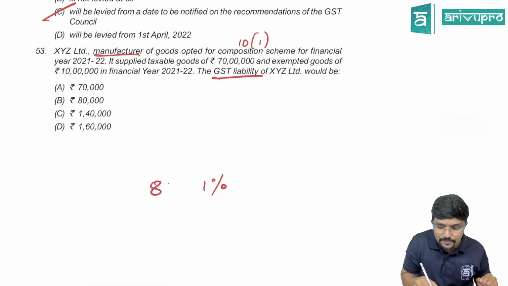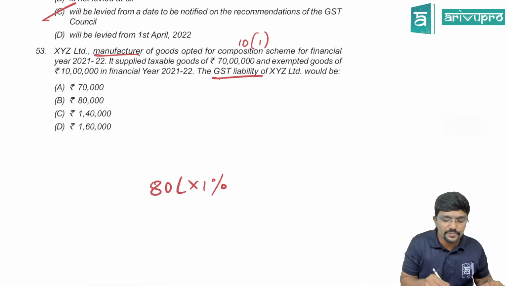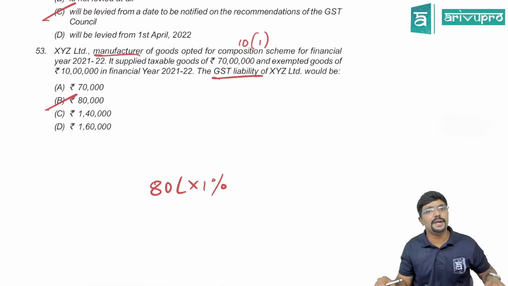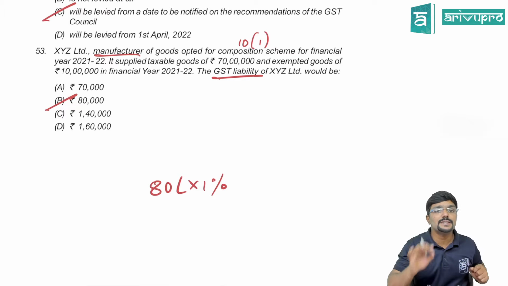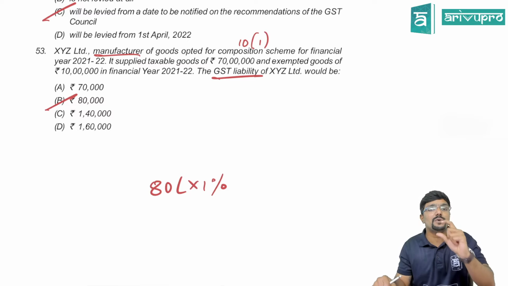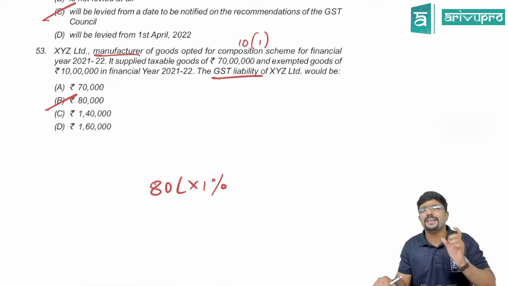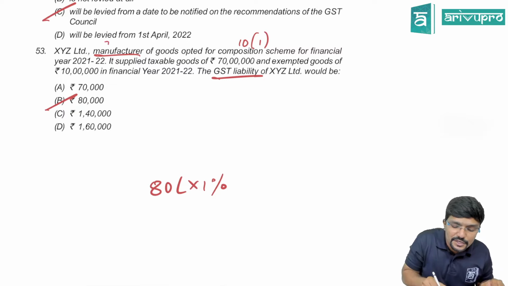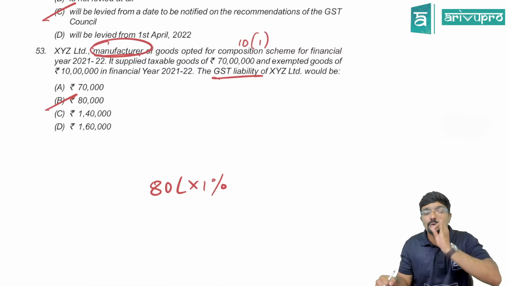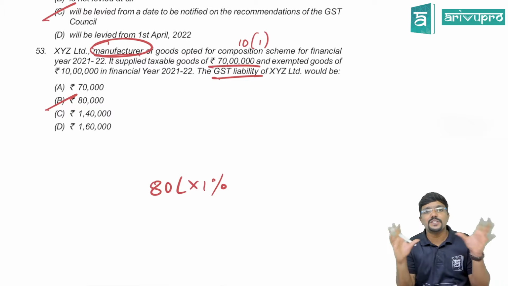So, how much into 1%? 80 lakh into 1%, guys, which comes to 80,000. Please be careful. There can be some twist and turn in the question. For example, here they have asked GST liability. If they had asked CGST liability, then the answer would have been 0.5% of 80 lakh. If they had asked SGST liability, then the answer would also be 0.5% of 80 lakh. And instead of manufacturer, if it was a trader of goods, then you would have applied 1% on which figure? Taxable turnover. So accordingly, the question can be changed, guys.